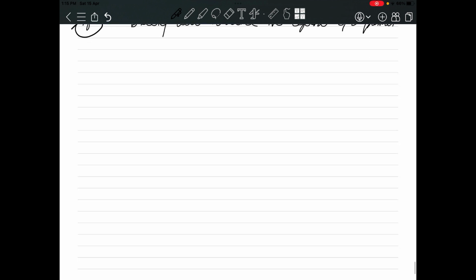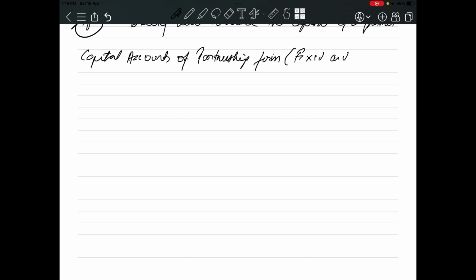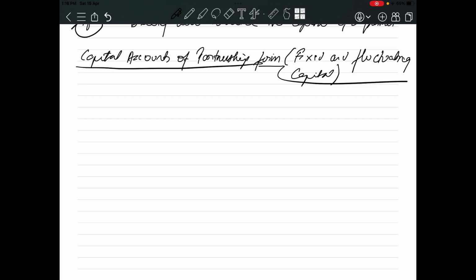Now let's move forward with today's topic. The concept which we will discuss today is capital accounts of partnership firms, fixed and fluctuating capital. Very easy concept, but students used to face a lot of problems in this fixed and fluctuating capital. We will understand it in a logical way. You can write if you want to.